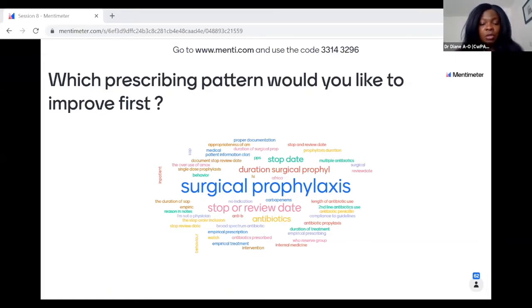But I think that this is really important. WHO reserve group, that's a really important one, because in the surgical prophylaxis compared to other countries, there was a big use of reserve antibiotics. Next one, please, Kieran.